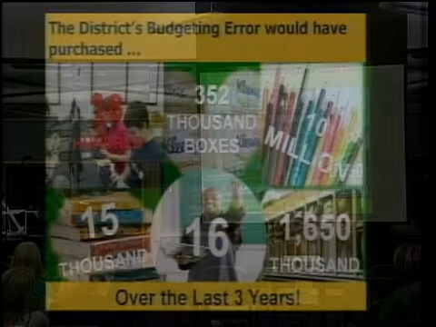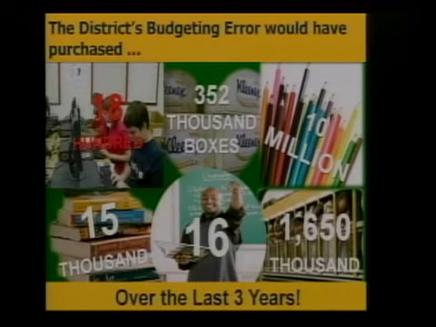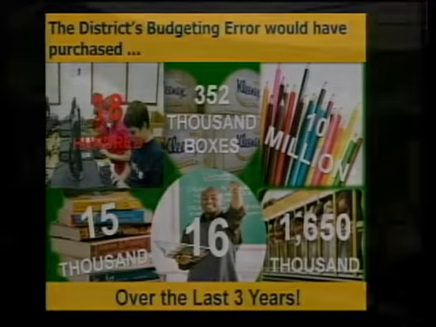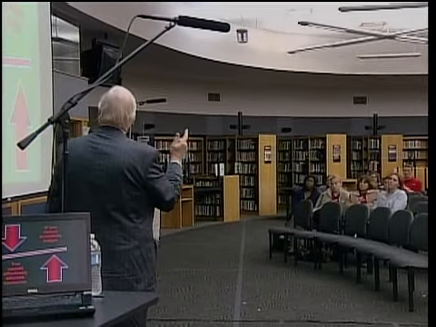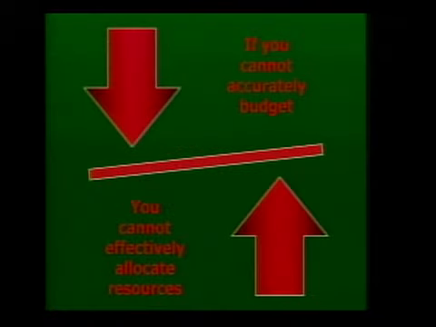Or you could have employed 16 teachers. That's just the budget error. That's just how much we got wrong. And we celebrate it. That's the perversity. If you cannot accurately budget, you cannot what? Effectively allocate your resources.